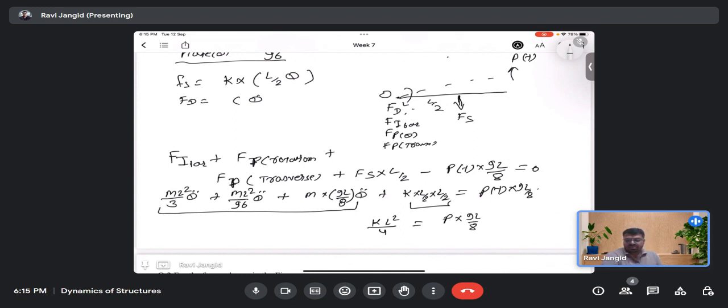Can you give me the inertial equation, plus theta double dot into this? Anyone? The third term is m into 9L by 8 theta double dot, right? Yes. The first three terms have L square terms, and the third term we have only L term. We would multiply by 9L by 8. Okay.